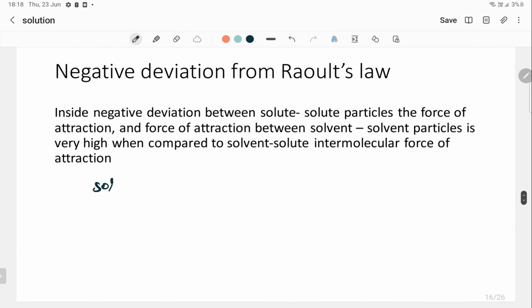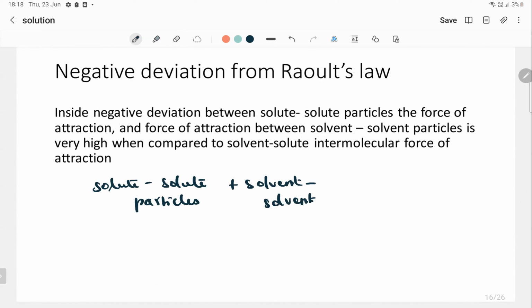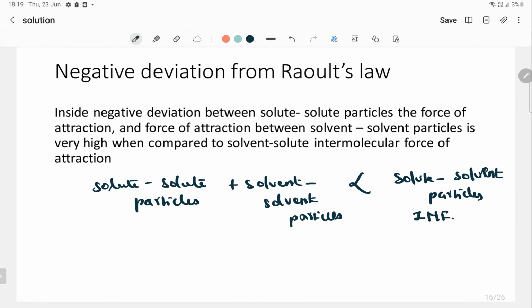It is like solute particles, okay, and your solvent particles. So here you can see this solute and solvent particles will be having more intermolecular force of attraction between each other. Clear with this one? Why are we having more intermolecular force?